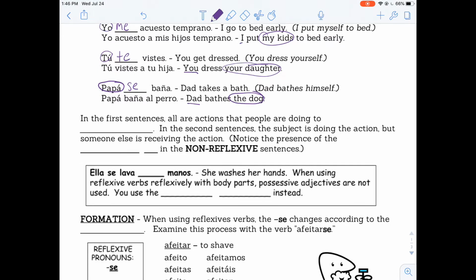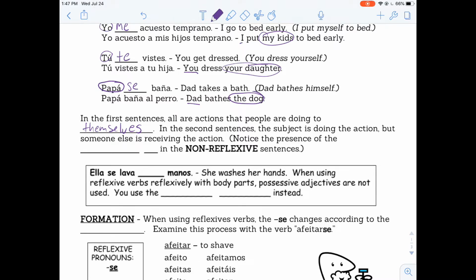So in the first sentences, all are actions that people are doing to themselves. That's the idea of: I put myself to bed, I dress myself, Dad bathes himself. In the second sentences, the subject is doing the action, but someone else is receiving the action. We kind of talked about this on the way.